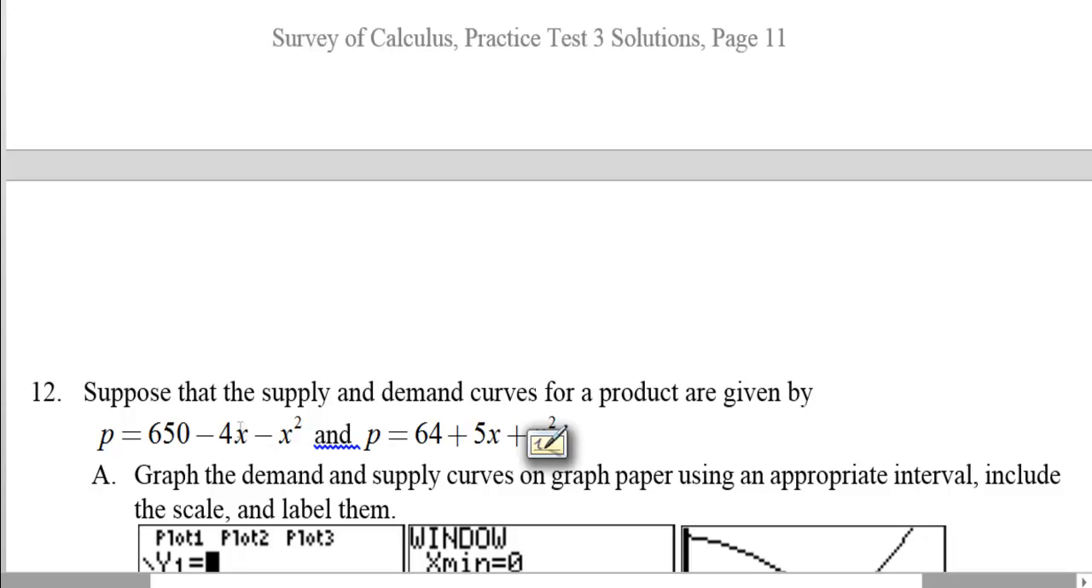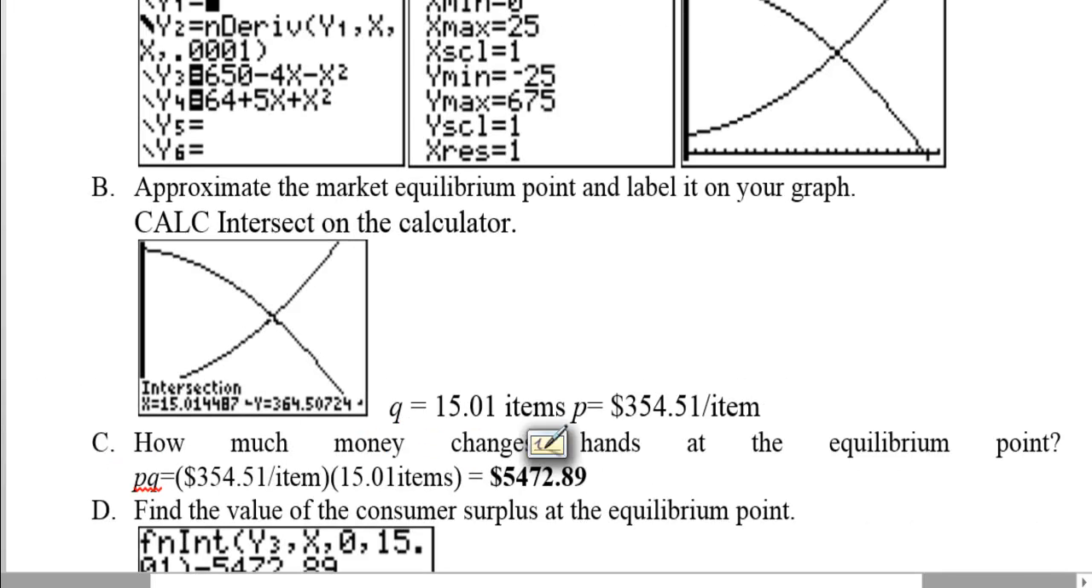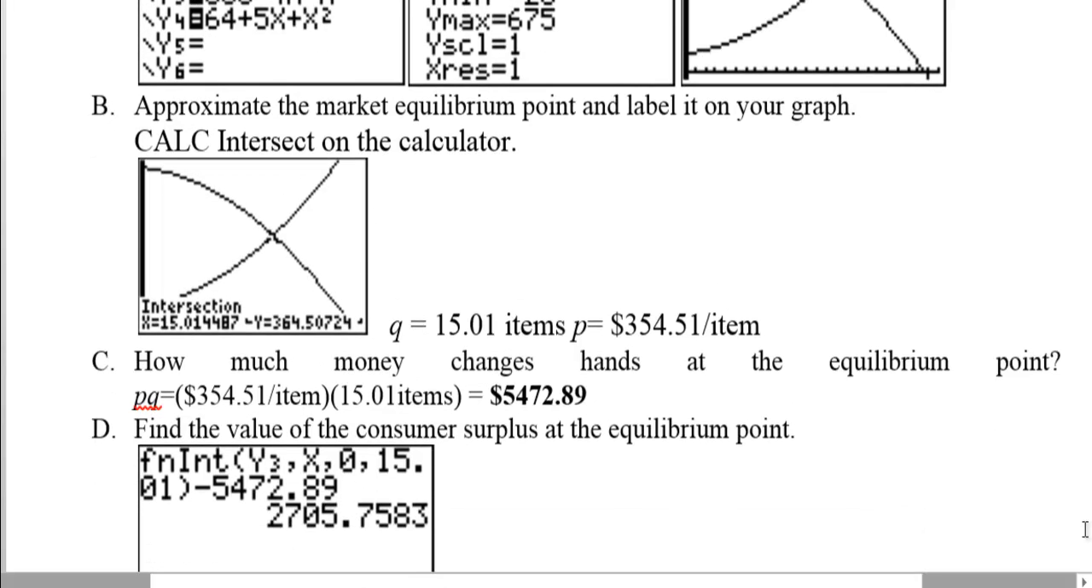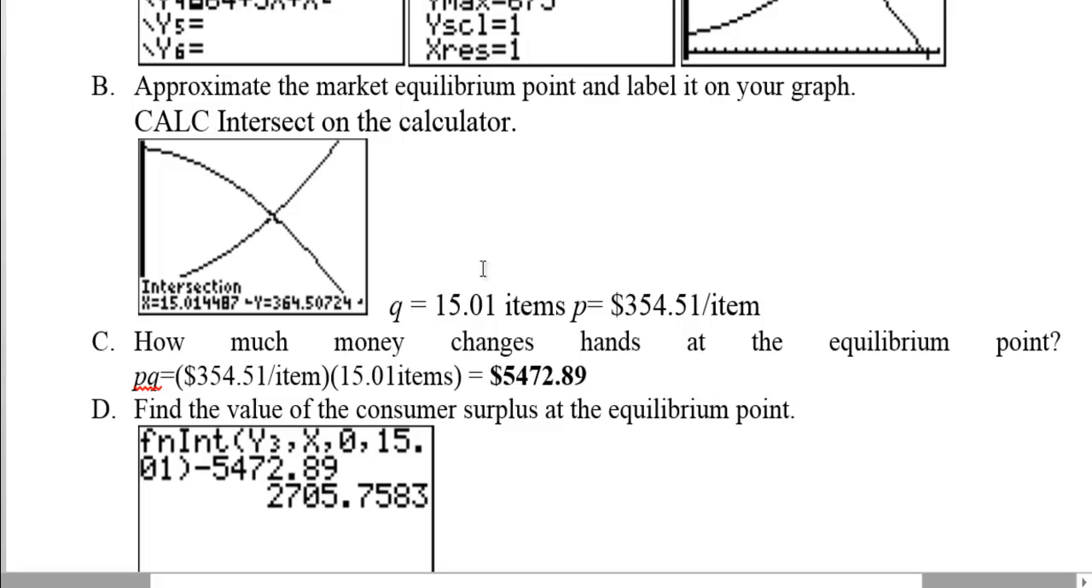Since they're both solved for p, I would put the 650 minus 4x minus x squared equal to the 64 plus 5x plus x squared, and solve that maybe using the quadratic formula or something like that. But I can also do it numerically by just doing a calc intersect, and this gives me an x and a y. I'm going to call that x value my quantity q, q0, or store it as q in the calculator, and y I'm going to store it as p in the calculator, and that's my p sub 0, our price. So this is the market equilibrium price and quantity.